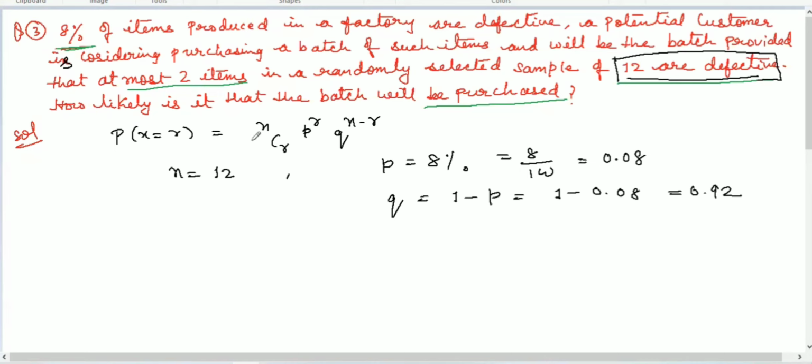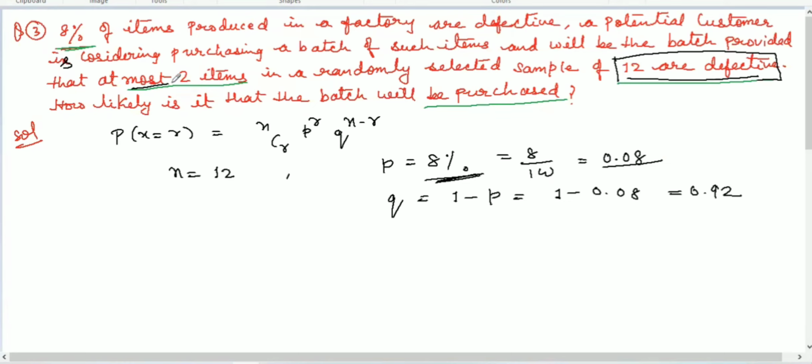So here in the full batch, 8% of items are defective. So the probability of success is 8%, which are defective here, and the failure probability is easy to find: 1 minus the probability of success. So how to find it out?